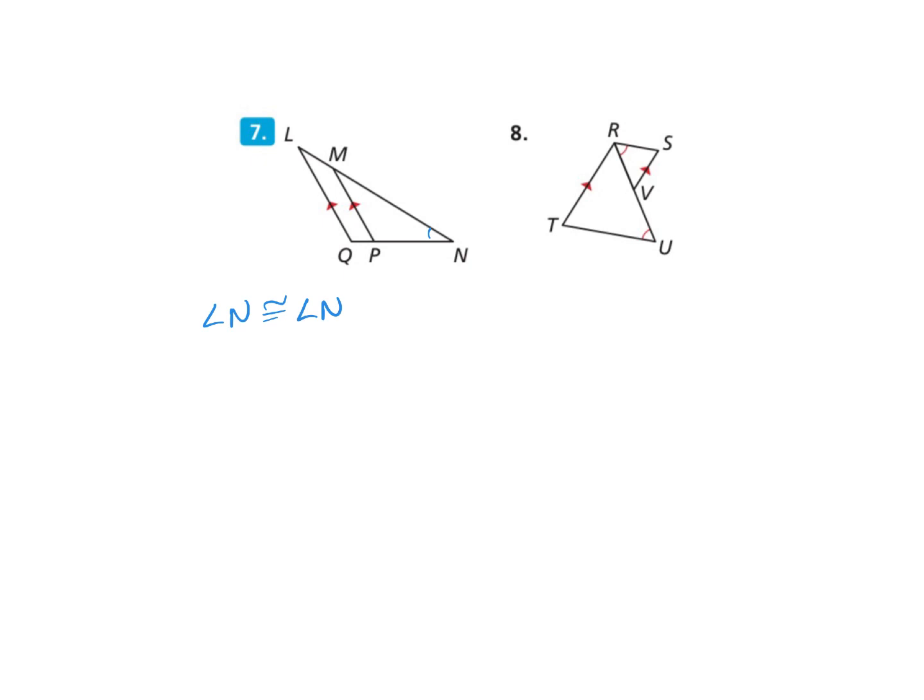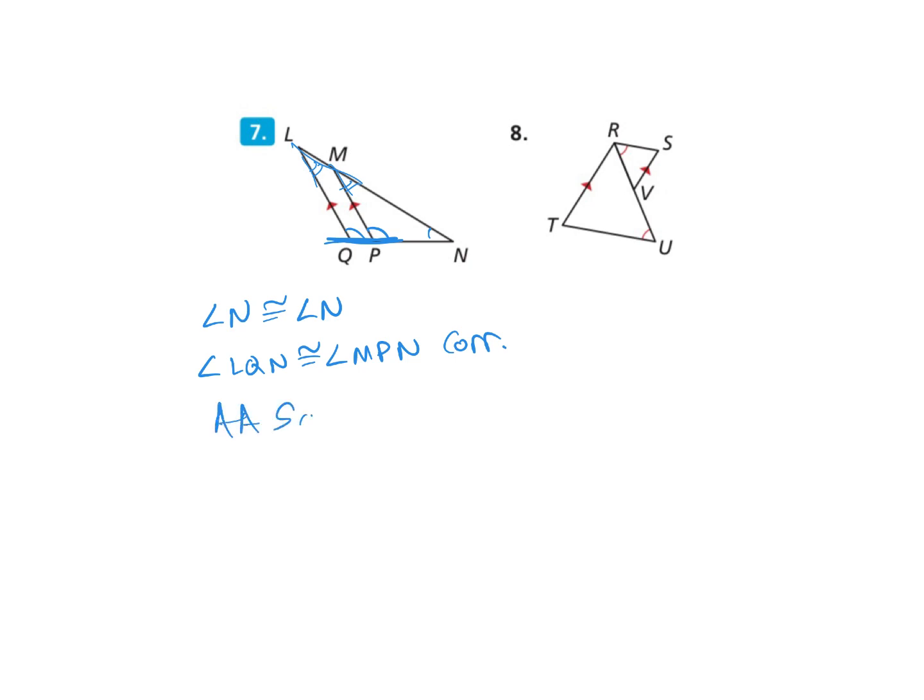And then you have parallel lines cut by this transversal here, so corresponding angles: angle LQN is congruent to angle MPN, corresponding angles. And the same for two parallel lines cut by this transversal. But we don't need that one because we already have two angles.